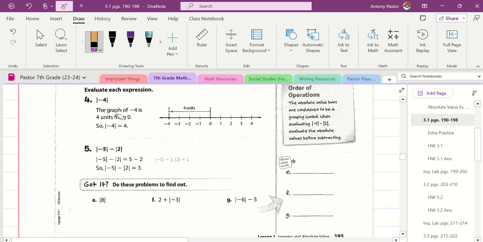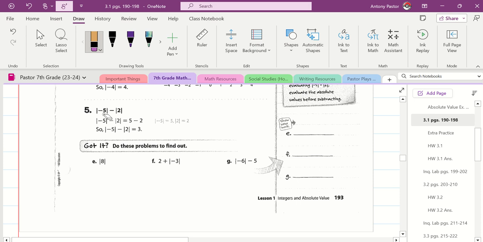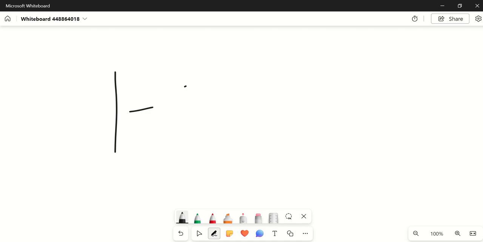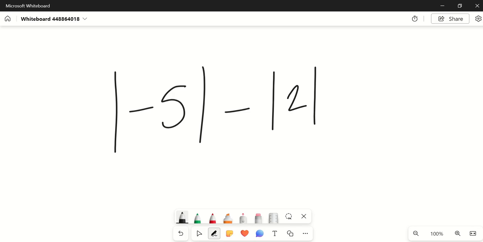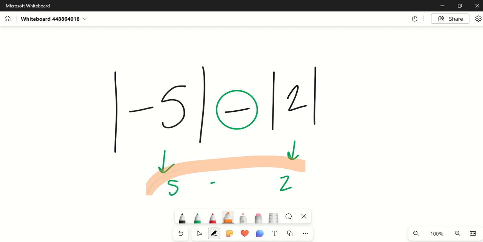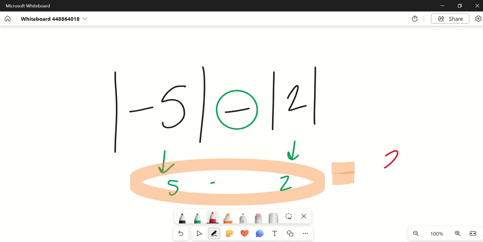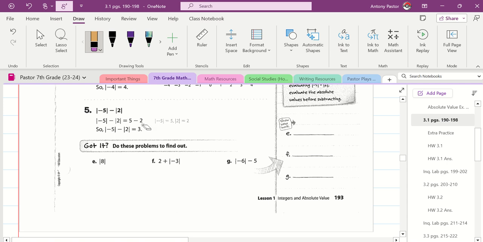Examples for evaluating each expression. The absolute value of -4 is 4 because it is 4 units away from 0. The absolute value of -5 minus 2. Now this is where we start getting into these little expressions. Absolute value of -5 minus the absolute value of 2. We will rewrite this as 5 minus 2 because the absolute value of -5 is 5 and the absolute value of 2 is 2. This becomes 5 minus 2, which will then equal 3, as shown right there.